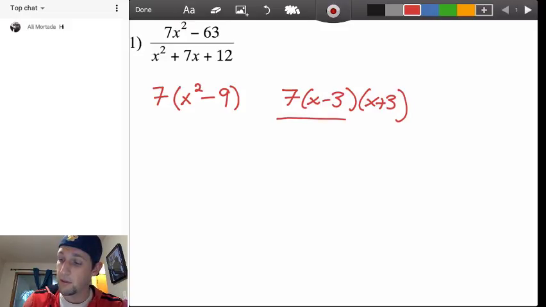Our denominator is simply a door problem. So we're looking for numbers that multiply to the last and add to the middle. Those would be 4 and 3. So we simply jump right to x plus 4 and x plus 3.